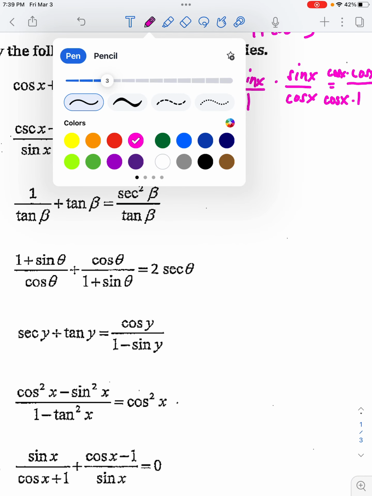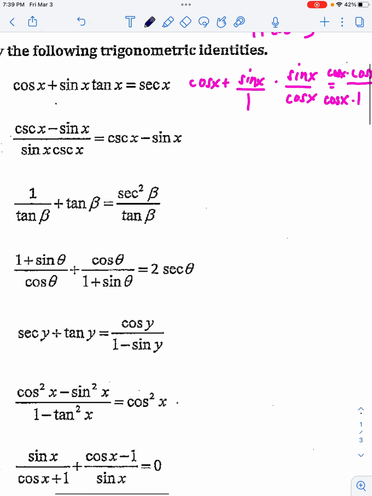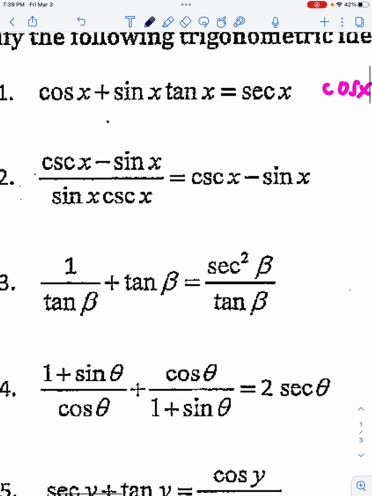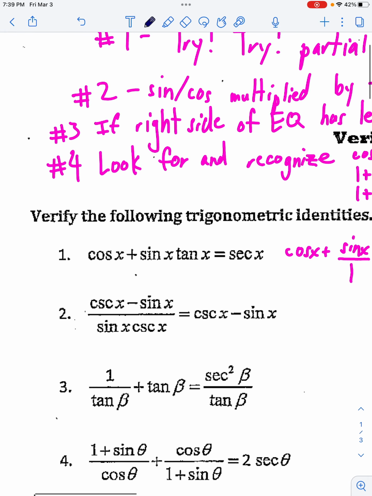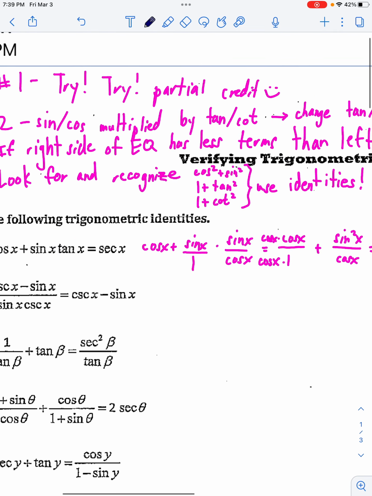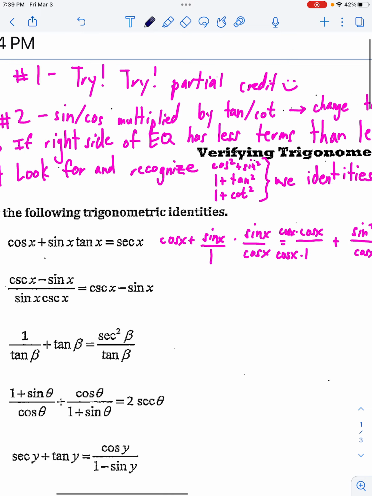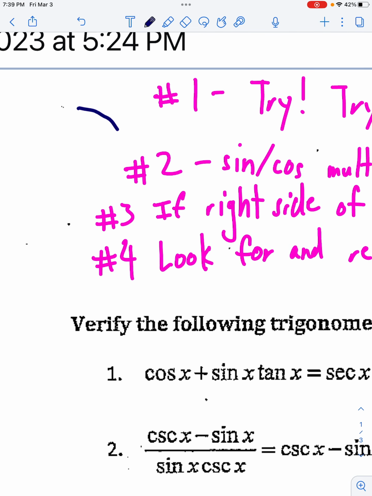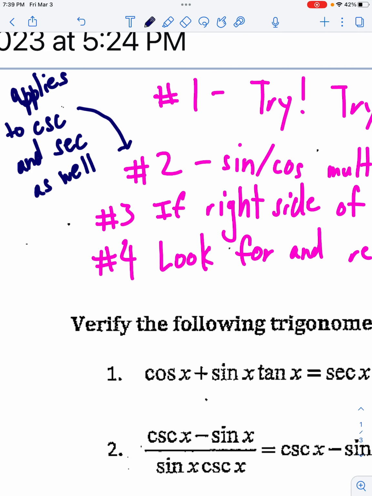All right, let me switch colors for the next one. Right here: cosecant x minus sine x, all over sine x cosecant x, okay? So what I'm going to do is go to number 2. The same principle applies for number 2. It applies to cosecant and secant as well.